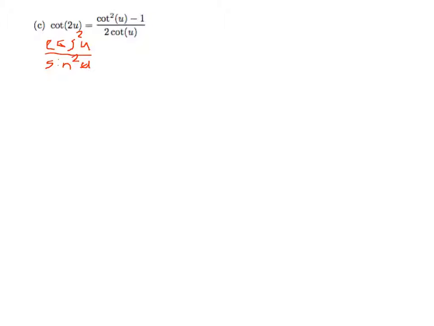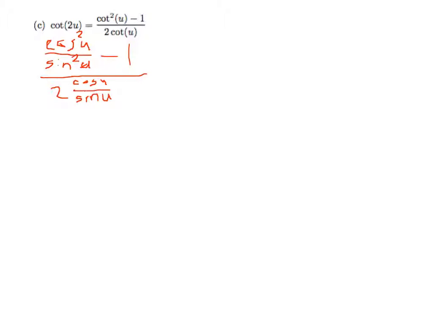Oops, it's really sloppy, pardon me. Minus 1 on top, divided by 2 cosine u over sine u. All right, so we've rewritten that. You can't really read it too well, I apologize for that. But let's clean up these fractions a little bit.